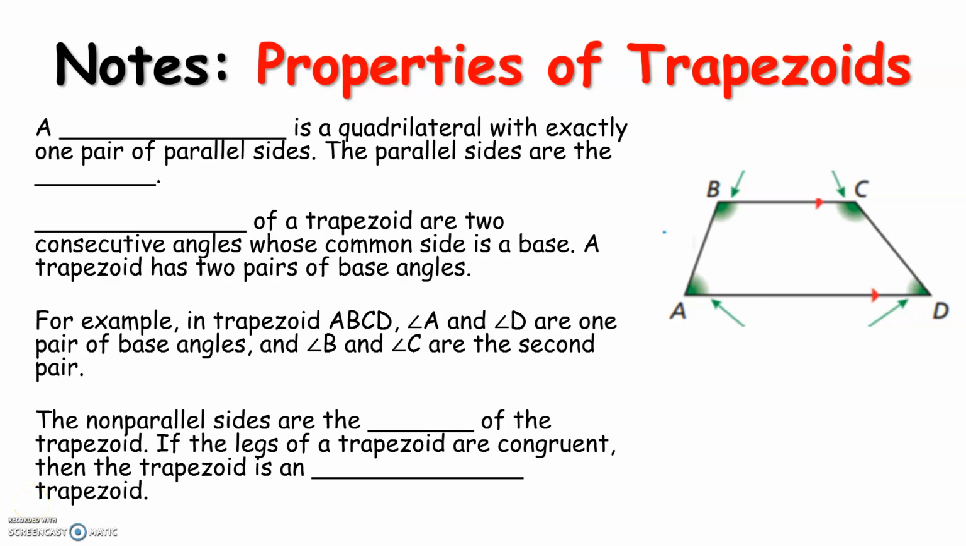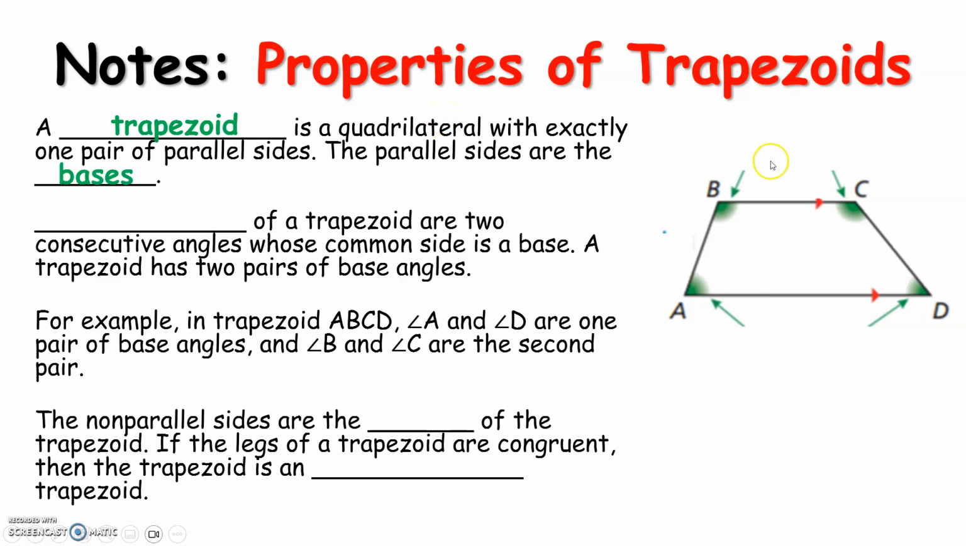The focus of today's lesson is properties of trapezoids. We'll start with some definitions. A trapezoid is defined as a quadrilateral with exactly one pair of parallel sides. You'll see here in the image, BC and AD are parallel, whereas AB and CD are not. If we extended them, you would notice they would eventually intersect.